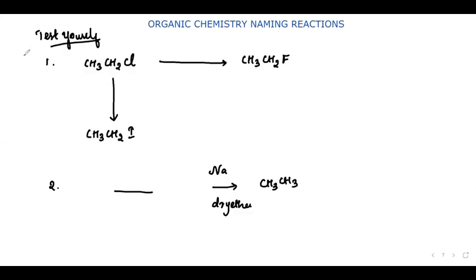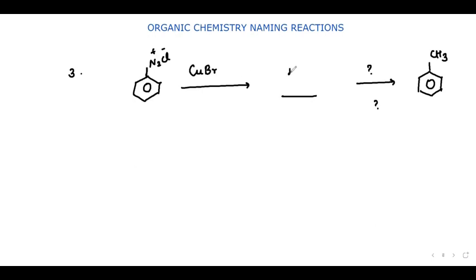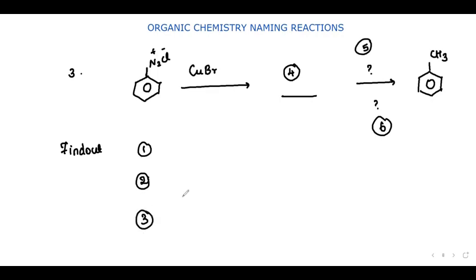Now, this is your test yourself question. What are the reagents 1, 2 for this conversion? And what is the reaction we should take for this one? And then, what is the product? And if I want to convert this, what are the things I should add? So find 1, 2, 3. Find out the answers. Thank you, students.